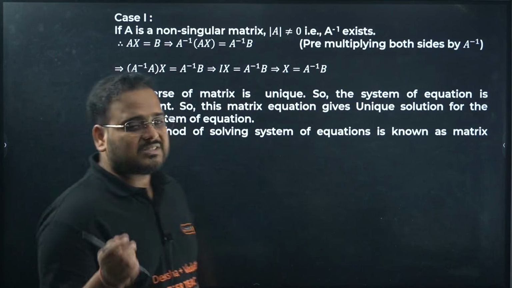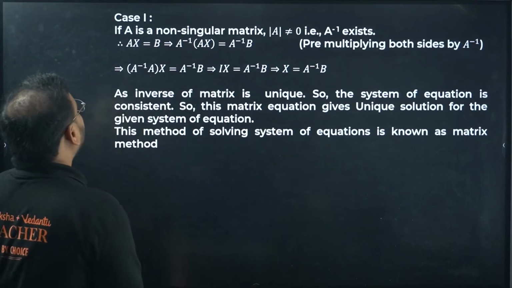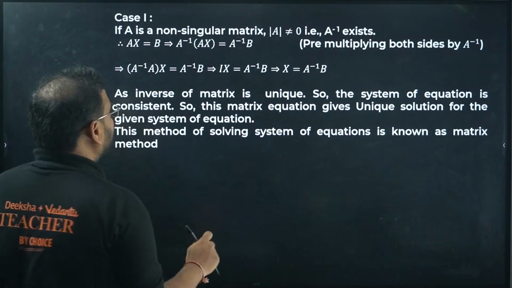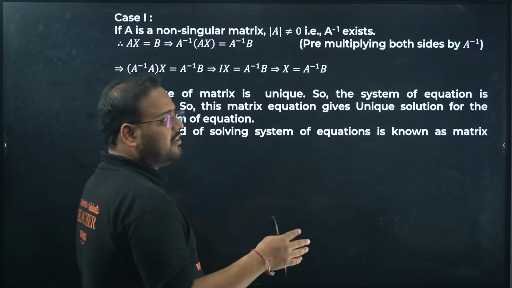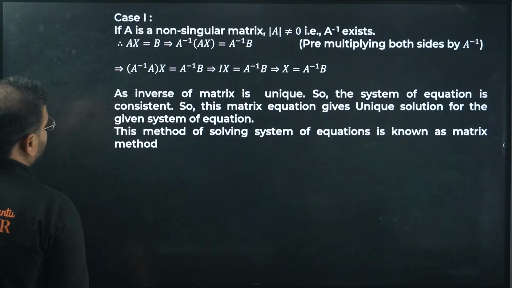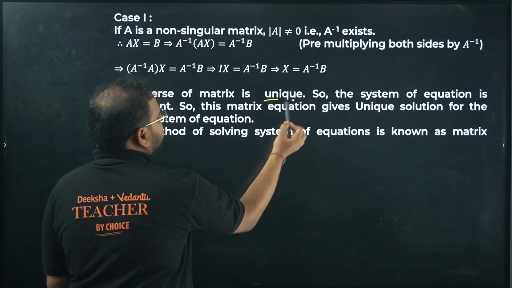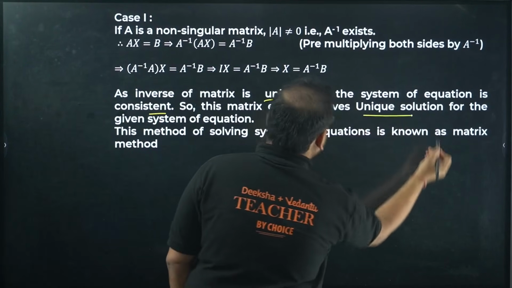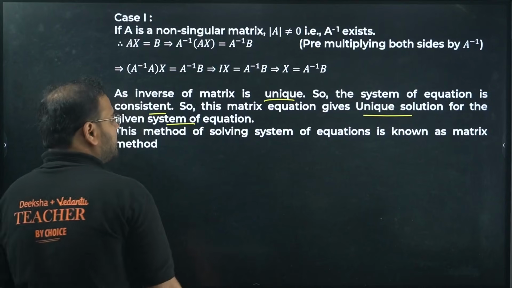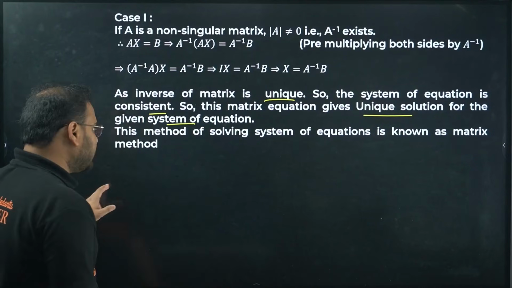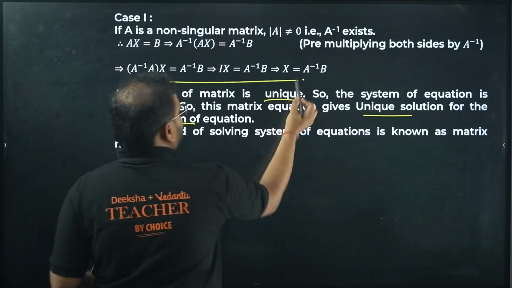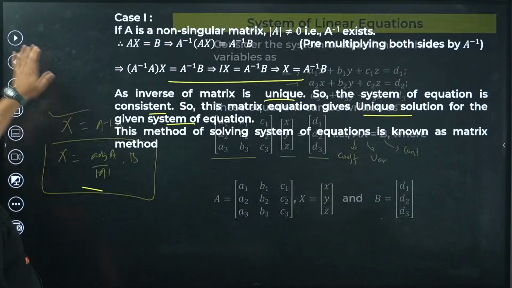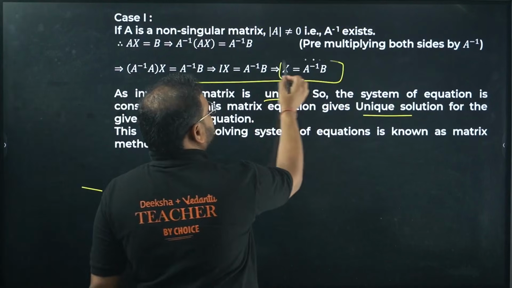Yeah. Now, to understand the nature of solutions, we have this approach. Case 1: if A is a non-singular matrix, then we'll have unique solution. As the inverse of a matrix is unique, the system of equations is consistent. So this matrix equation gives us a unique solution for the given system of equations. The method of solving a system of equations is known as the matrix method. Okay, this is something that we already wrote on this side. You can see X is A inverse B.